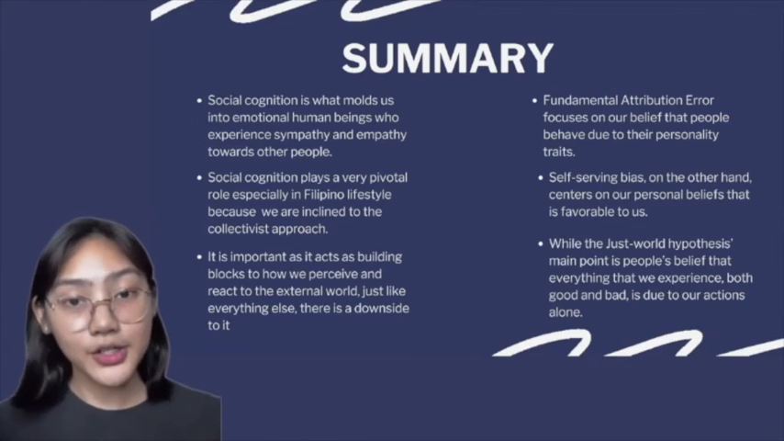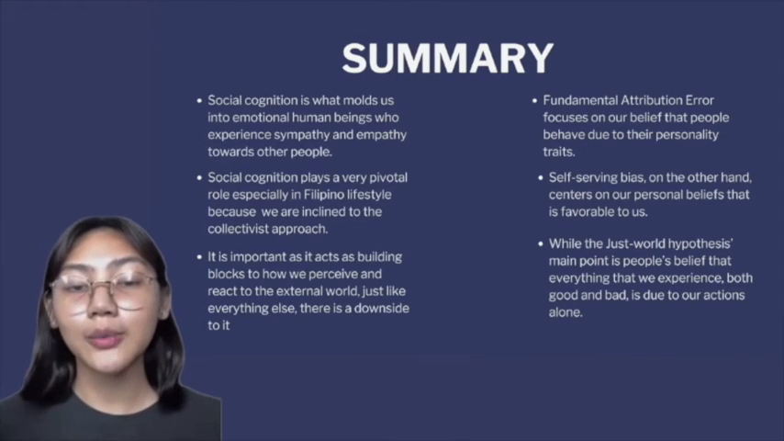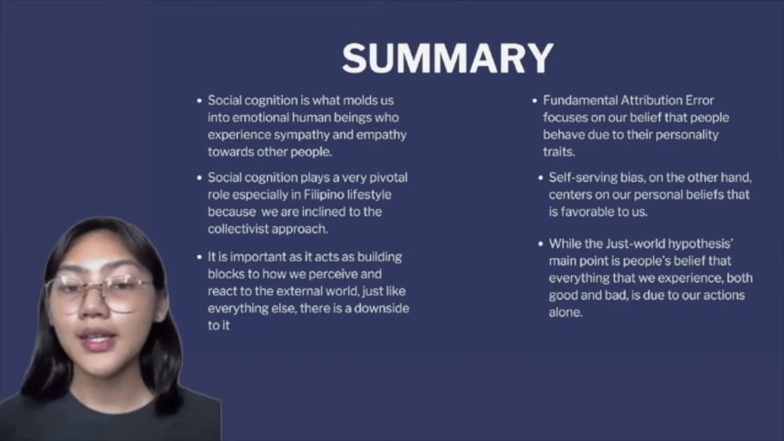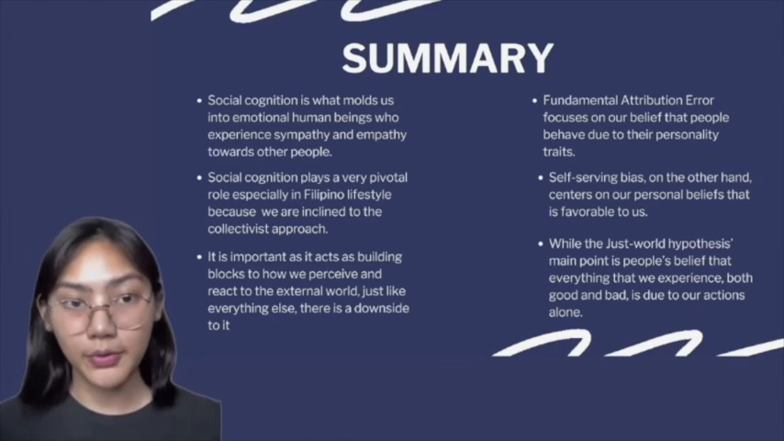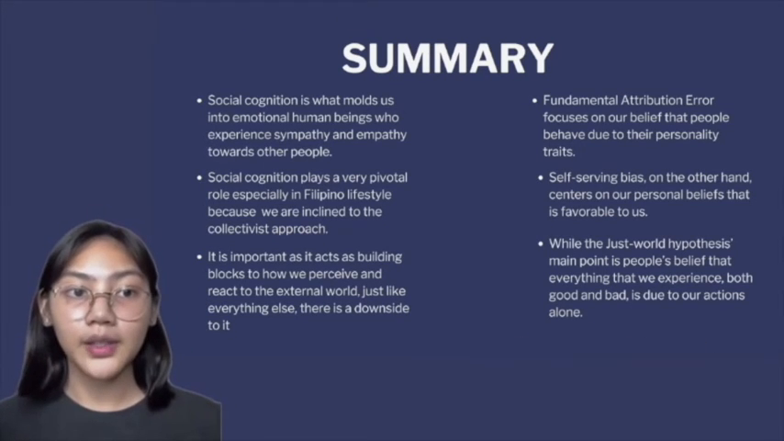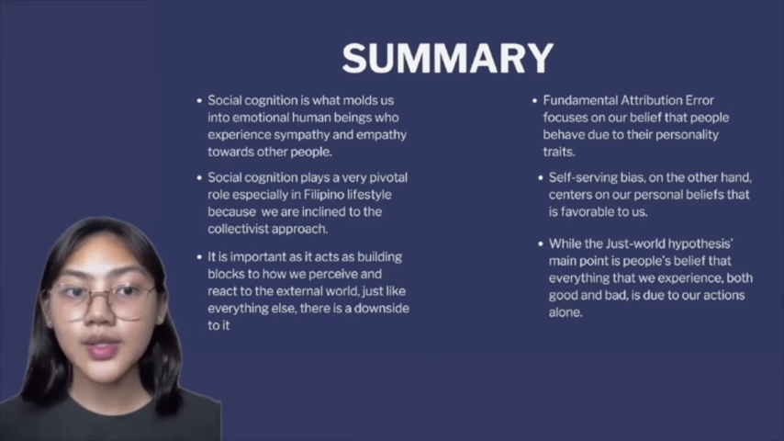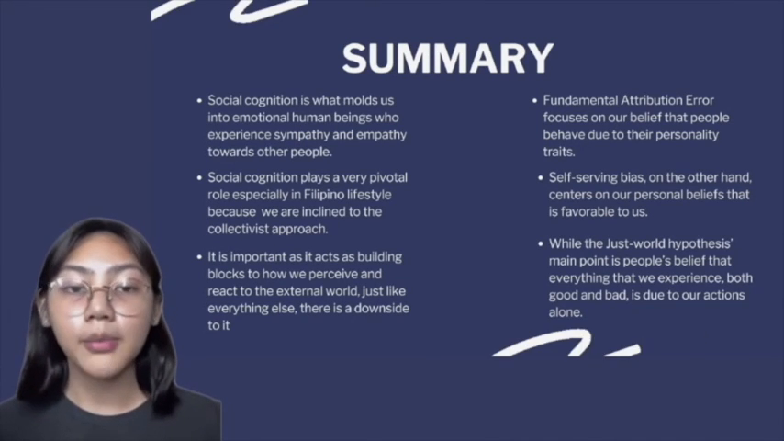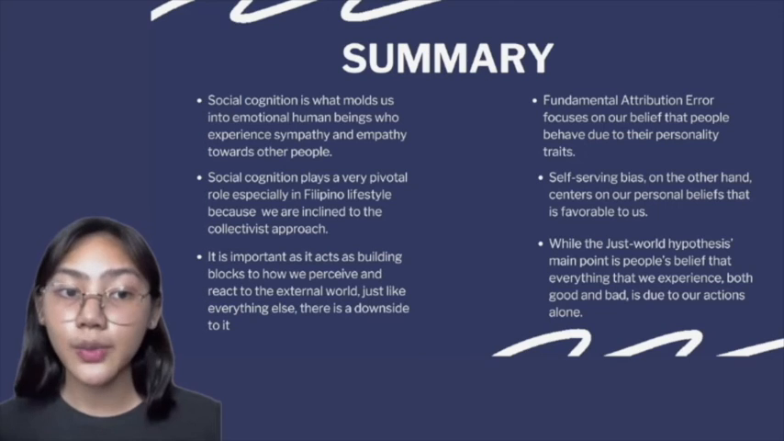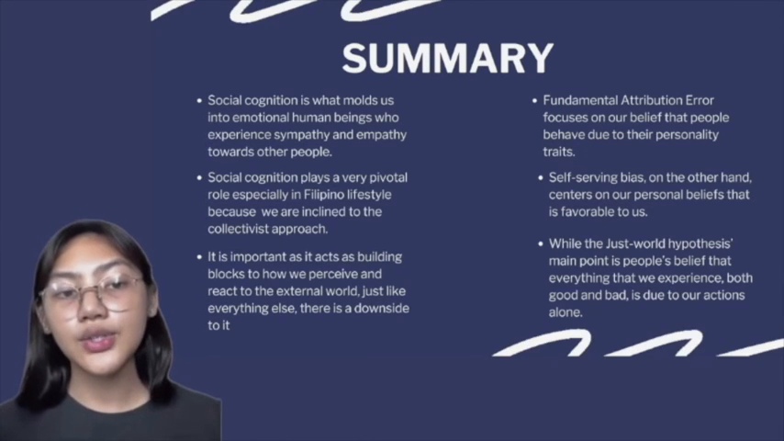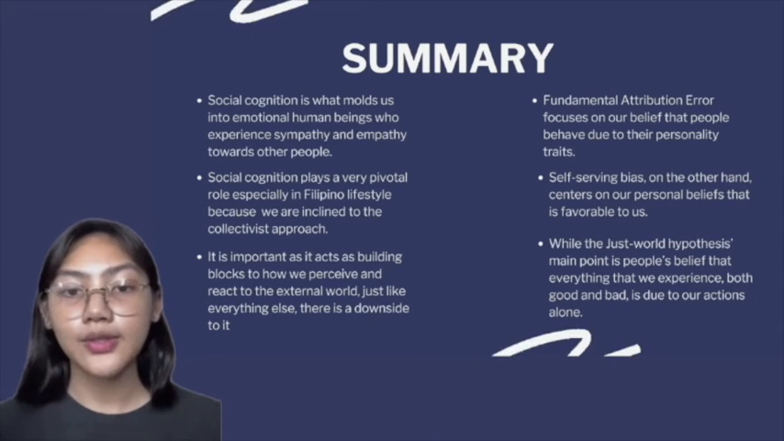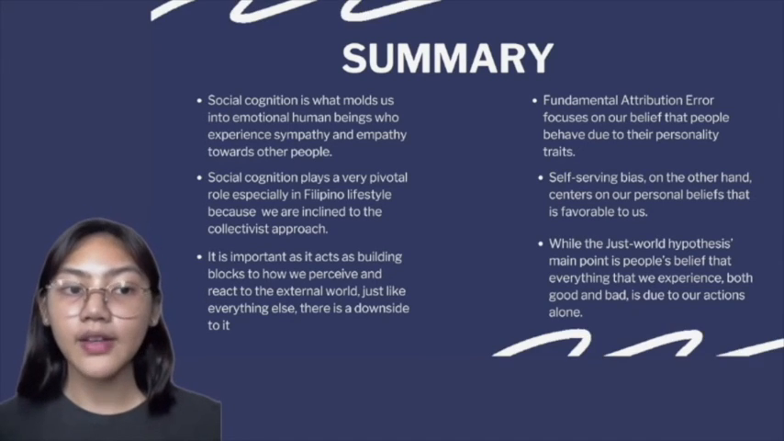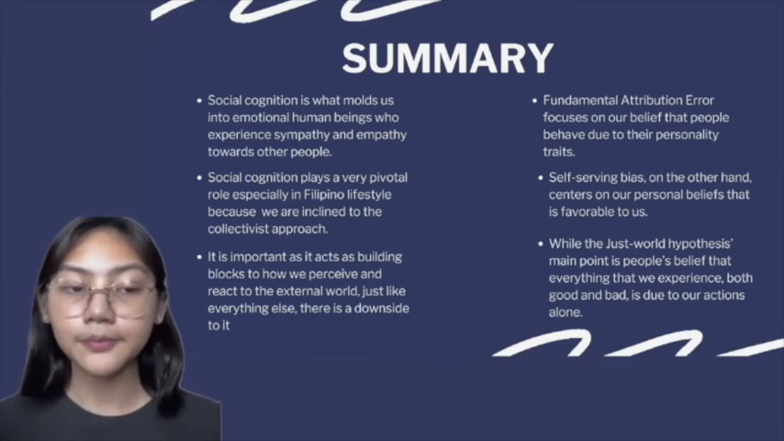In summation, social cognition is what molds us into emotional human beings who experience sympathy and empathy towards other people. Our ability to develop an understanding and a certain attitude towards other people's feelings, thoughts, emotions, behavior, and social situations is ultimately due to our social cognition. This is how we learn to respond to certain situations and behave respectively around certain people.